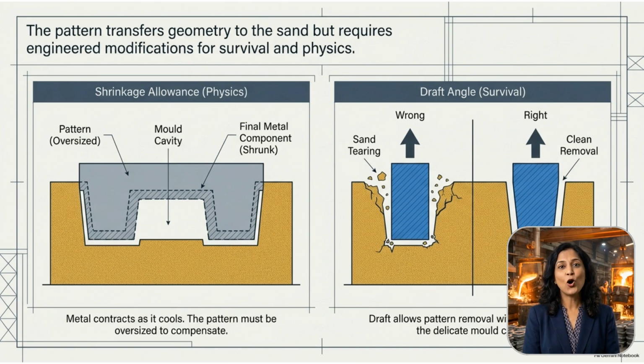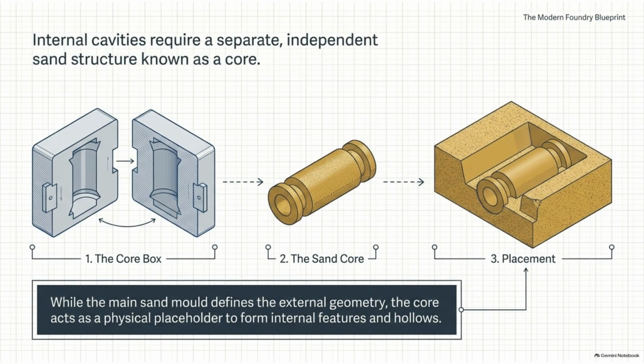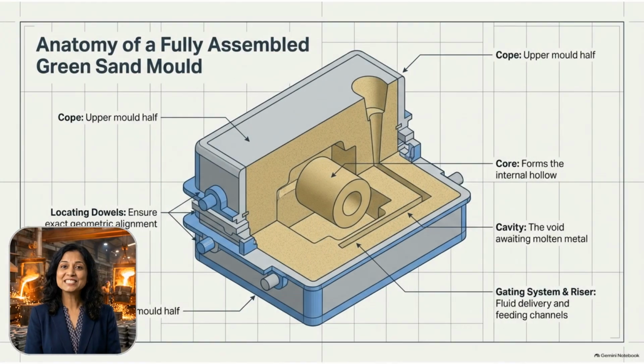They are made slightly oversized to compensate for metal shrinkage during cooling and incorporate draft angles to allow for clean removal from the sand. When a part requires internal hollows, we use a sand core. This independent structure is placed within the mold cavity to act as a physical placeholder, defining the internal geometry of the finished part. Here is the anatomy of a fully assembled mold.